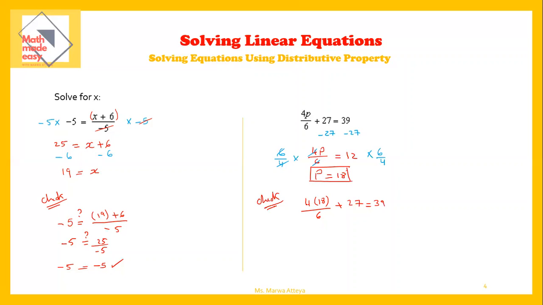Let's do it step by step. If you have a calculator, just multiply 4 by 18 and you'll get 72. Divided by 6, you'll get 12. And 12 plus 27 is equal to 39. Yes, absolutely it is. So you know that your answer is correct.